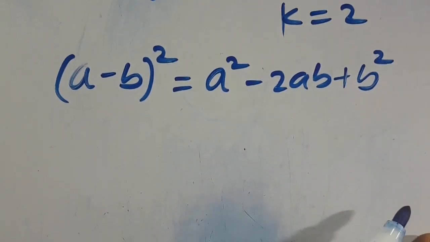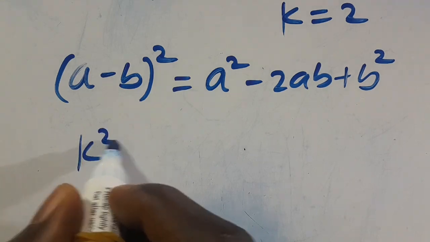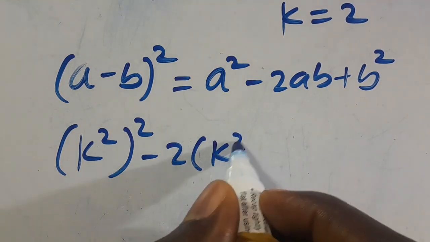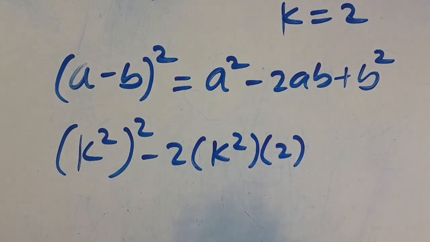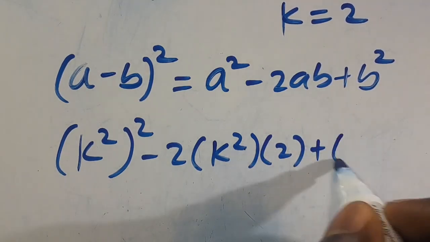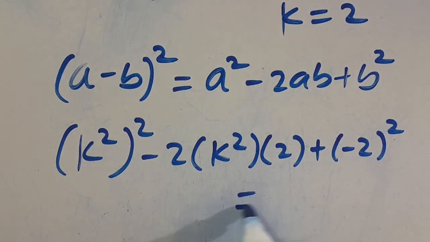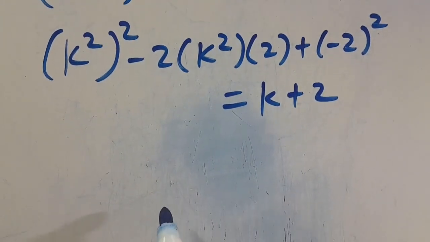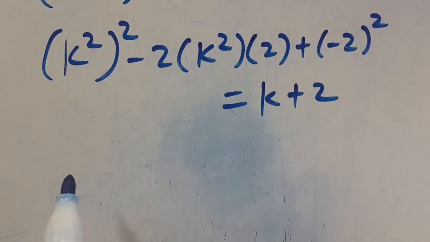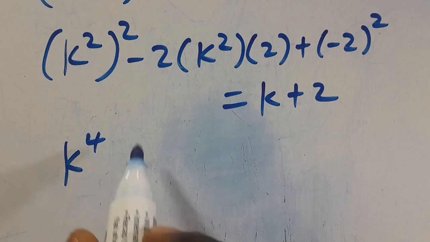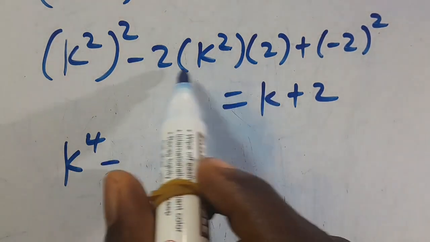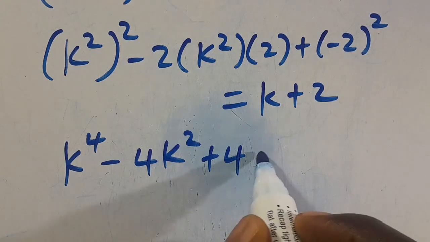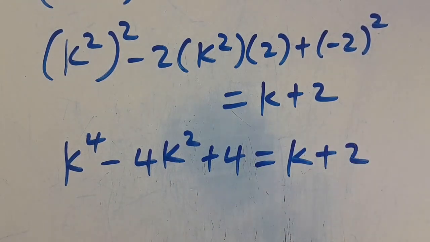Therefore, we are going to have (k²)² minus 2 times a, which is k², times b, which is 2. Then here will also be plus 2², and everything equals k + 2. So from here it will be k⁴ minus, this times 2 times 2 will give us 4k², plus 4 equals k + 2.